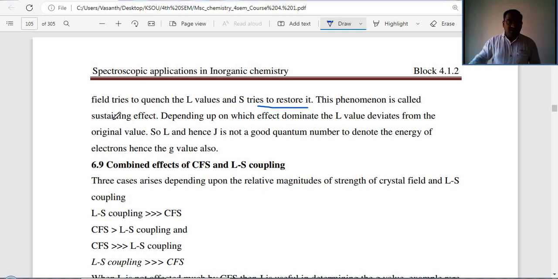This phenomenon is called what? Sustaining effect. Depending upon which effect dominates, the L value deviates from the original value. L and J are not good quantum numbers to denote the energy of electrons, hence the g value also.